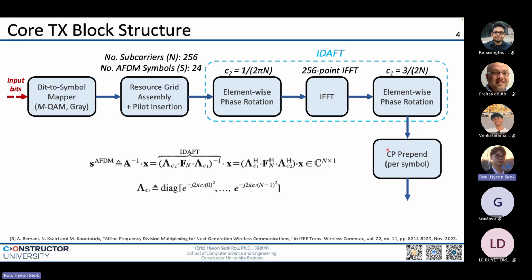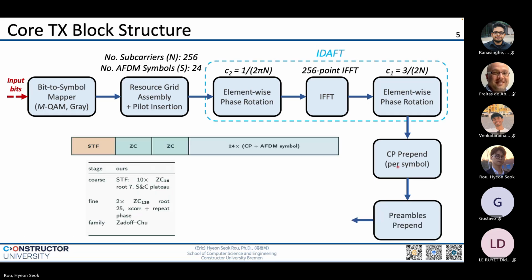So of course, general AFDM requires the chirp periodic prefix. But in this setup, with these parameterizations, the chirp periodic prefix reduces to the simple cyclic prefix of OFDM. So this is what I use just for simplicity. And then we append the preambles.